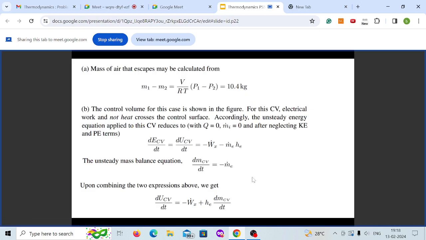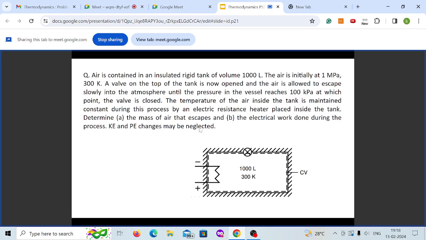So again, we can directly find out the mass. We know the volume of the vessel, and we know the pressure and temperature. At state 1, the pressure is 1 megapascal, the volume is the same 1000 liters, and the temperature is 300 Kelvin. Even at state 2, the volume will be the same, and you are maintaining the temperature, so the temperature is also the same, but the pressure is decreased from 10 bar to 1 bar.